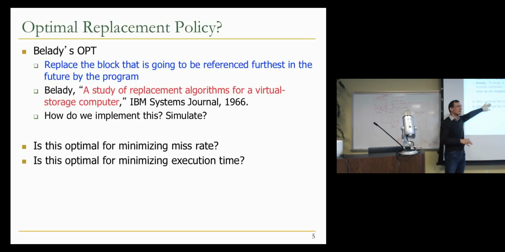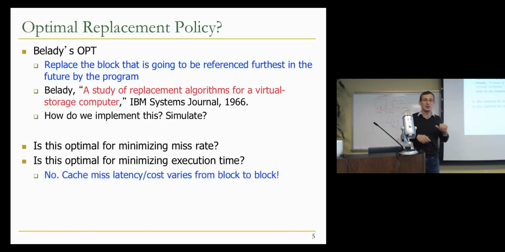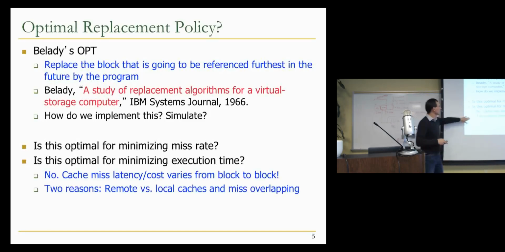You may be optimizing for miss rate, but execution time really depends on the latency to refetch the block, or the cost of refetching the block, if you will. So this optimal doesn't take into account that cost. It takes into account only the hit rate or miss rate. Make sense? Yeah. So this will be a theme. Keep this in mind. Whenever you're optimizing for miss rate, you may be actually increasing execution time because the different blocks in the cache have different costs. Okay. Well, yes. There are many reasons. We've talked about those reasons in the last lecture. And miss overlapping is another reason.